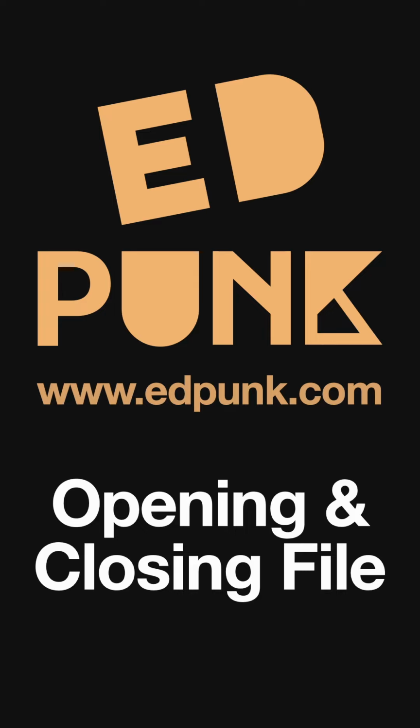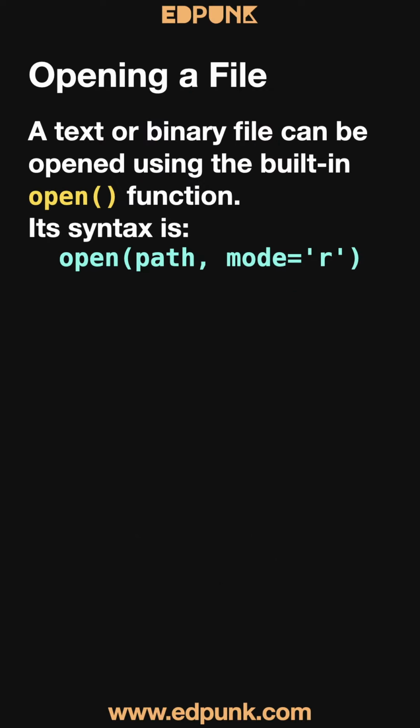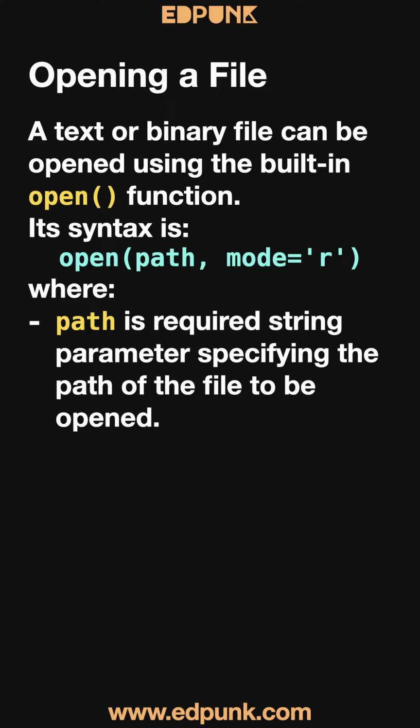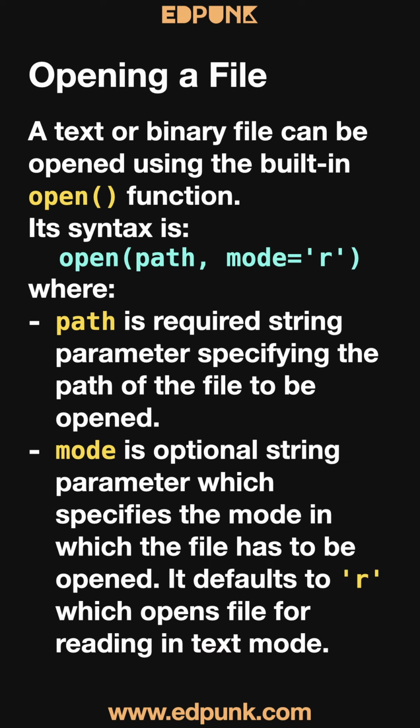Hi friends, in this video we will learn how to open and close a file using Python. A text or a binary file can be opened using the built-in open function. The function accepts two arguments, path and mode, where path is a required string parameter specifying the path of the file to be opened, and mode is the optional string parameter which specifies the mode in which the file has to be opened. It defaults to string 'r', which means that the file will be opened for reading in text mode.